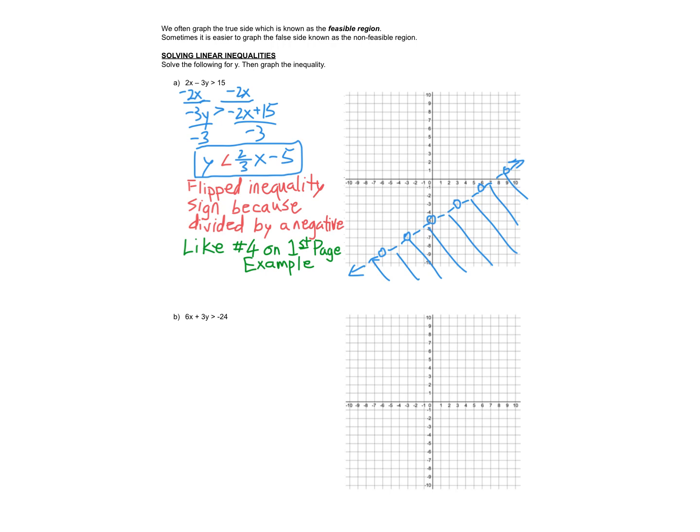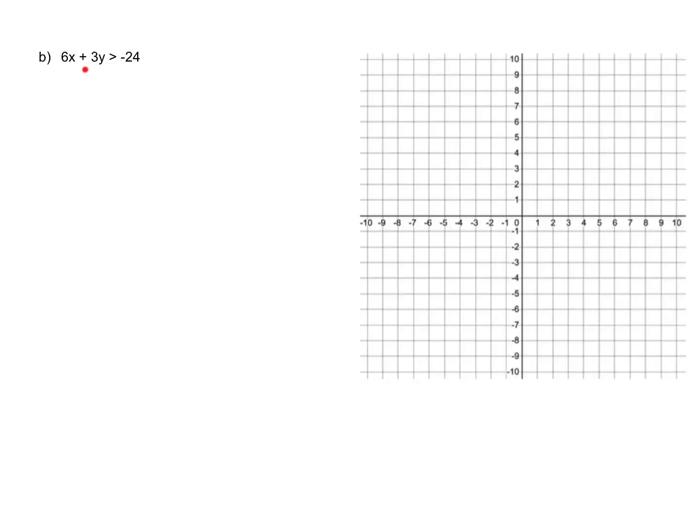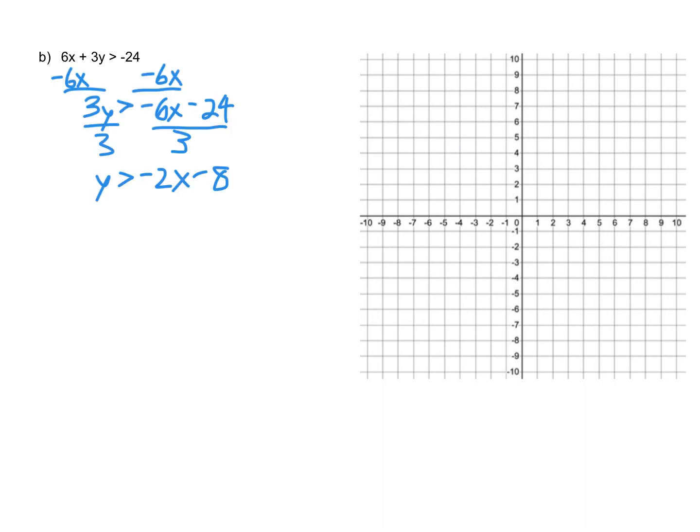Now let's look at part B. I have 6x plus 3y is greater than negative 24. Again, take a moment, try to solve that for y, and then try to graph it. Otherwise, let's start with solving. That's going to look like this. We start by subtracting 6x from both sides. We then divide by 3, and we end up with y greater than negative 2x minus 8. We didn't flip the inequality sign because I didn't divide by a negative, I divided by a positive 3.